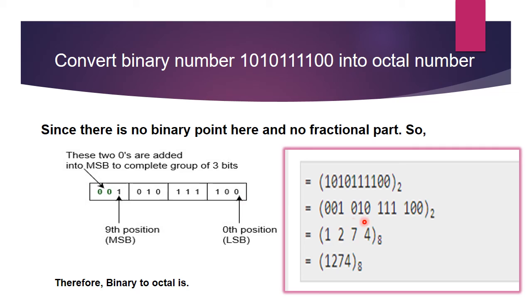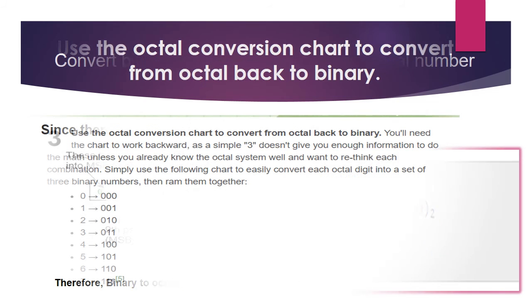Now you need to convert this 100, according to that chart, it is equivalent to 4 in octal number, and this 111 is equivalent to 7 in octal number, and 010 is equivalent to 2 in octal number. 001 is equivalent to 1 in octal number. So therefore, your final octal number is 1274 and the base is 8. So this is how you can convert even by this shortcut method also.